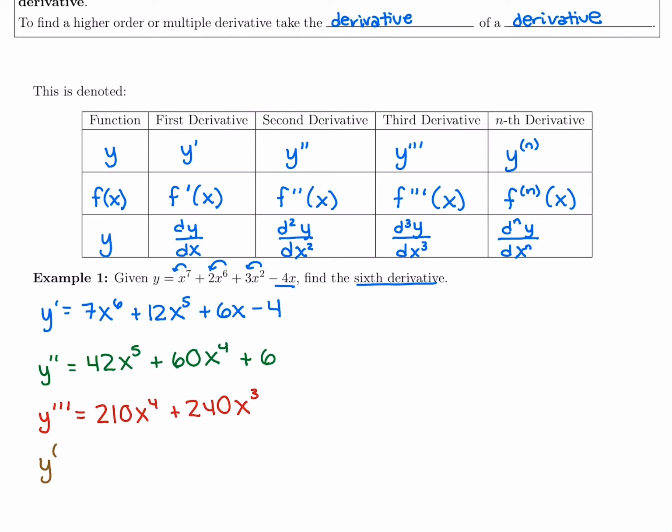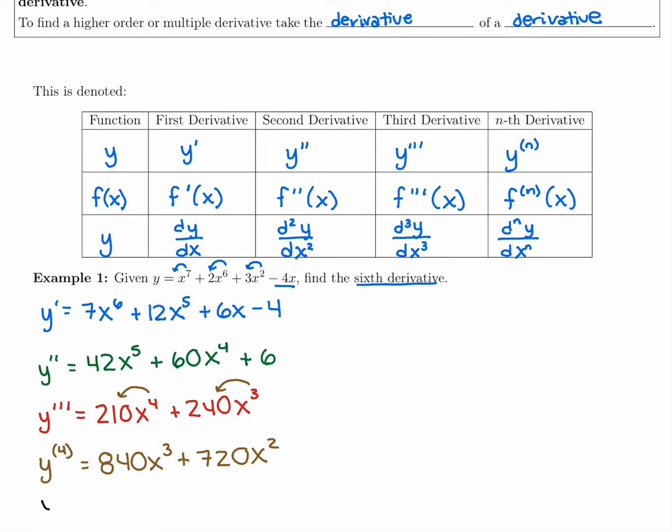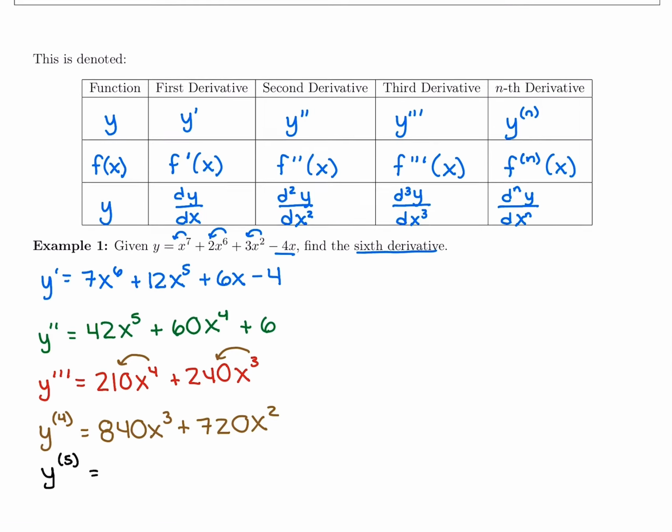Now that we have the fourth derivative, I'm just going to use a 4 instead of doing all those primes. I'm going to bring down the power. 210 times 4 is going to give me 840x to the 3rd. Bring down the power. 240 times 3 is going to give me 720x squared. I'm almost there. I'm at the fourth derivative, but we need the sixth derivative.